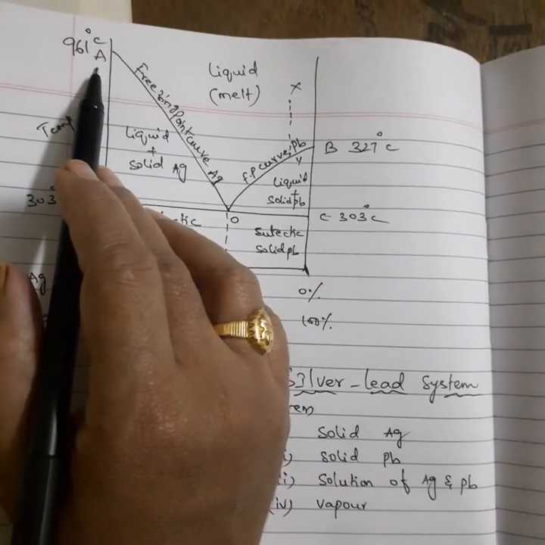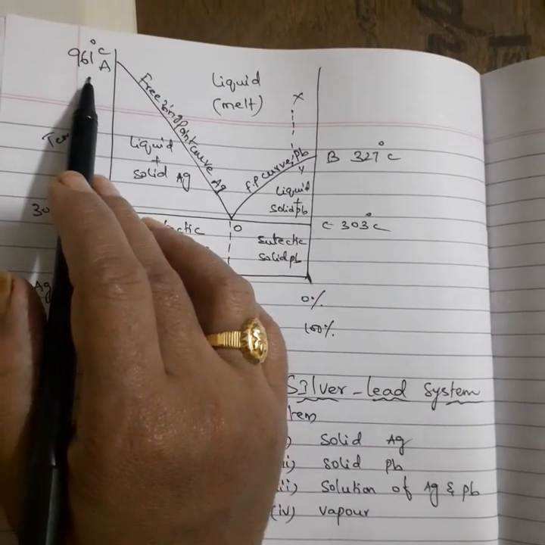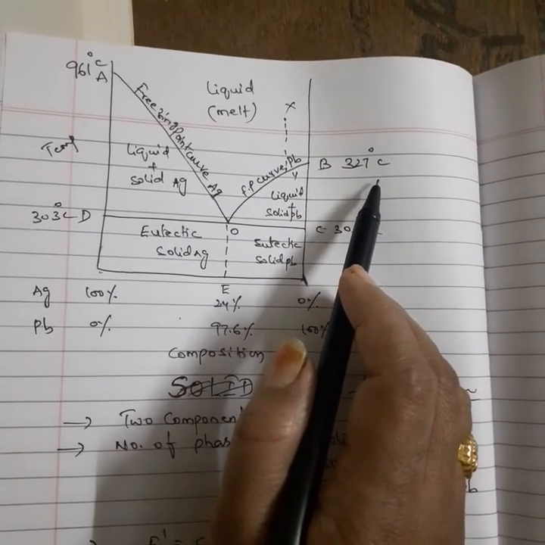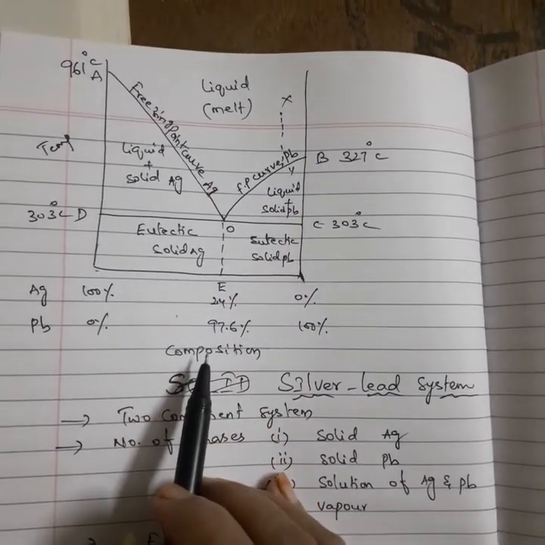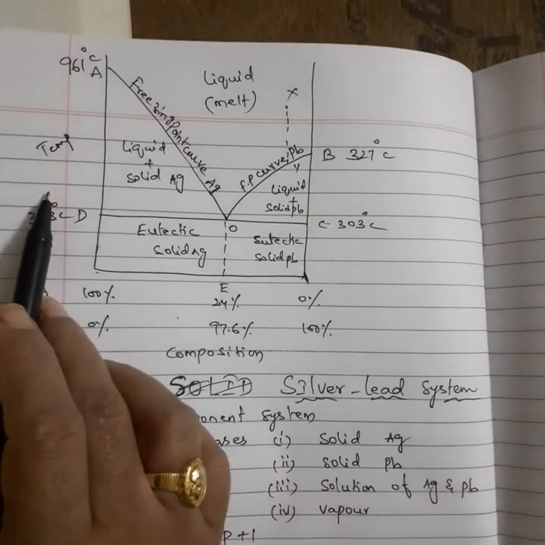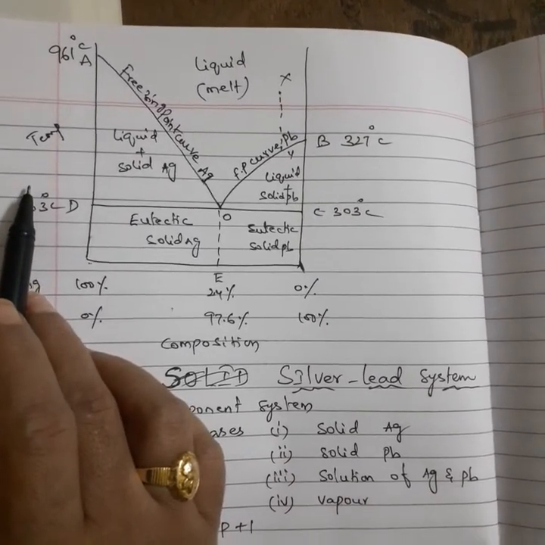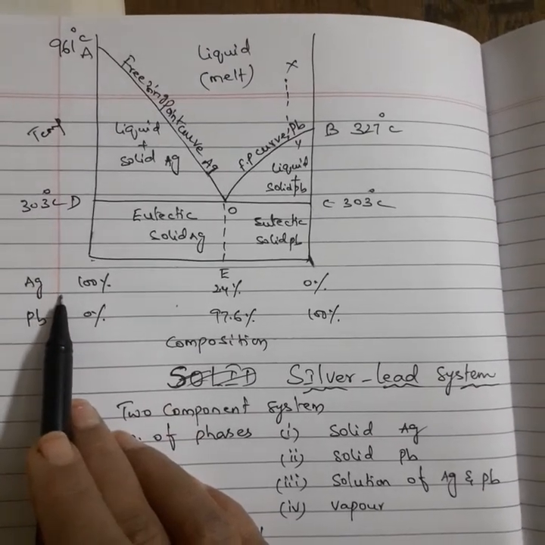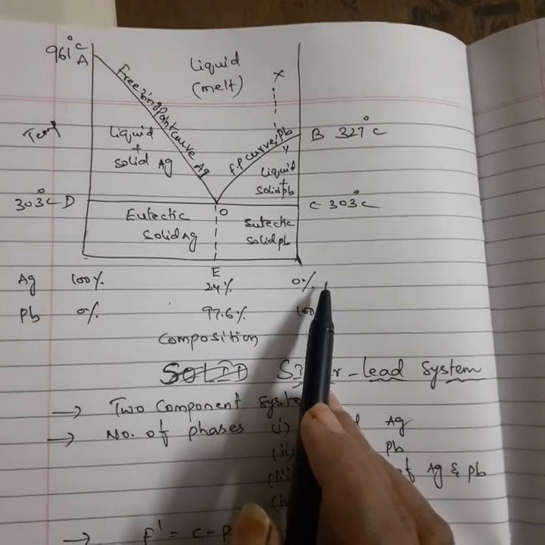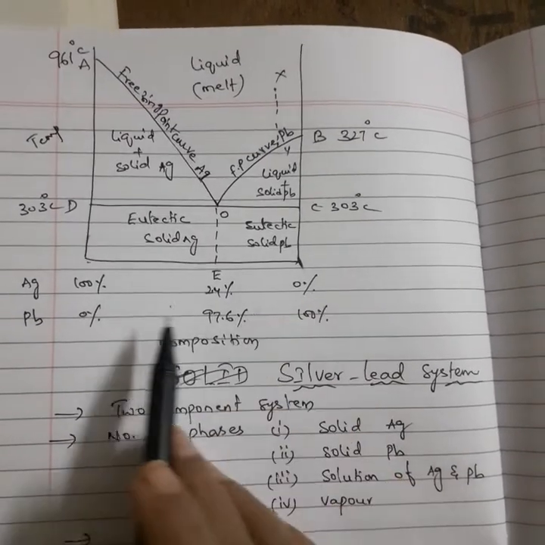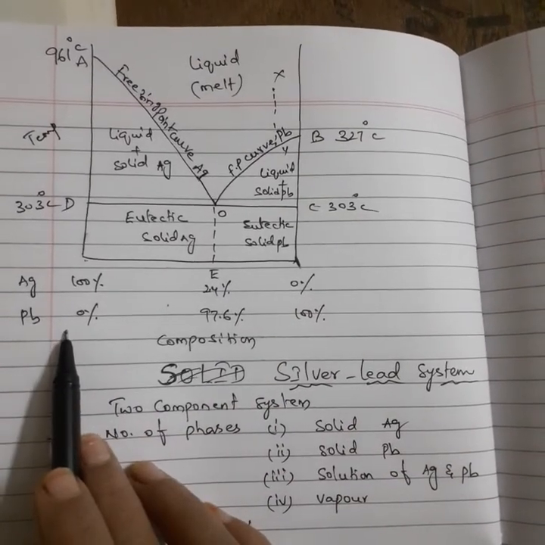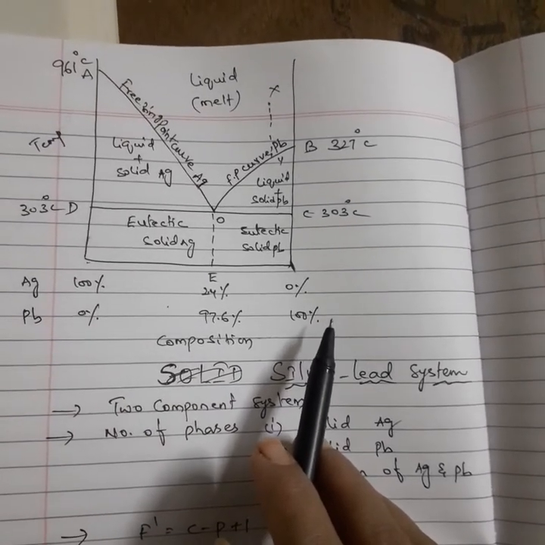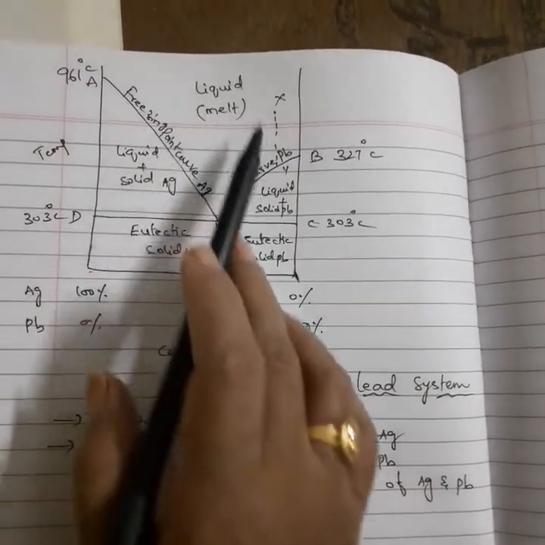If you observe the diagram here, there are two curves, AO and BO. Point A tells about the boiling point of silver. Point B tells about the boiling point of lead. We are taking composition on the x-axis and temperature on the y-axis, keeping pressure constant. When we move from left to right on the x-axis, the composition of silver decreases, whereas the composition of lead increases. So this is the basic diagram.